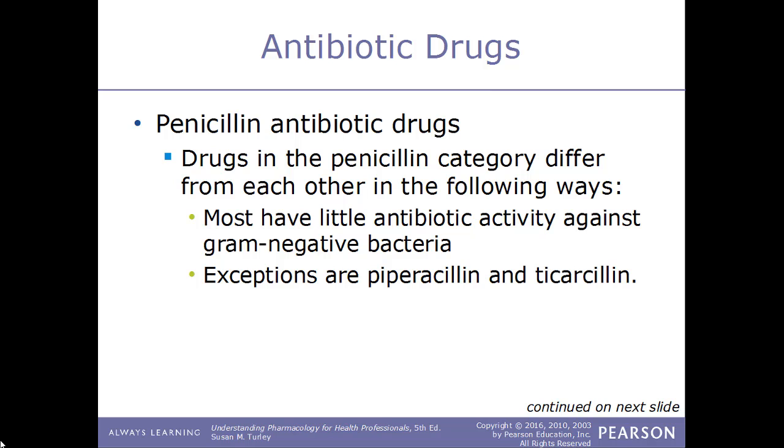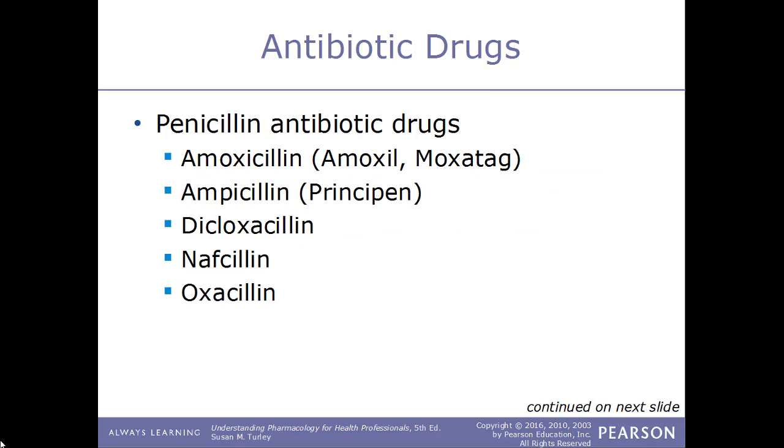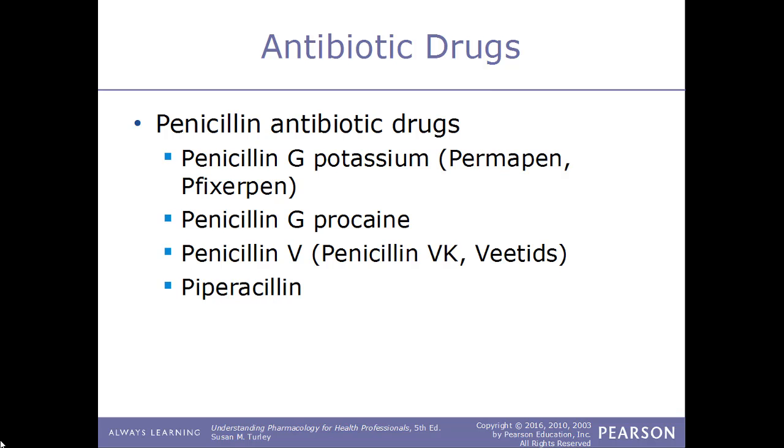include piperacillin and ticarcillin. Some common examples of penicillin antibiotics: amoxicillin, known by the trade names Amoxil or Moxatag; ampicillin, known by its trade name of Principen; dicloxacillin, nafcillin, oxacillin; penicillin G potassium, also known by its trade names of Pfizerpen and Permapen; penicillin G procaine; penicillin V, also known by the trade names of Penicillin VK and V-Cillin K; and piperacillin.